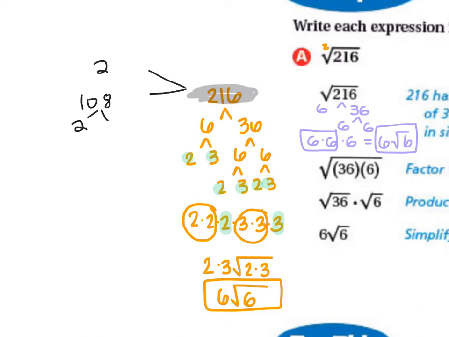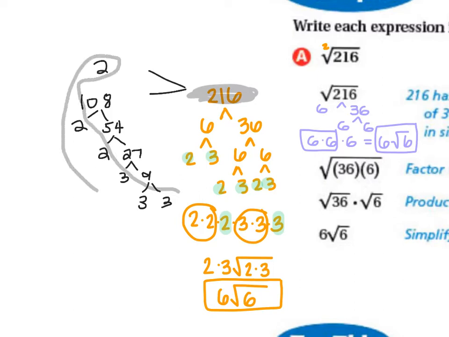You can go 2 again and 54. 2 is prime, but 54 keeps going. This would be 2 and 27. 2 is prime, but 27 can be broken down into 3 and 9. And 3 is prime, but 9 can be broken down into 3 and 3. So then once you get to that point, you're looking at all of the dead-ended factors, so the ones that are prime.